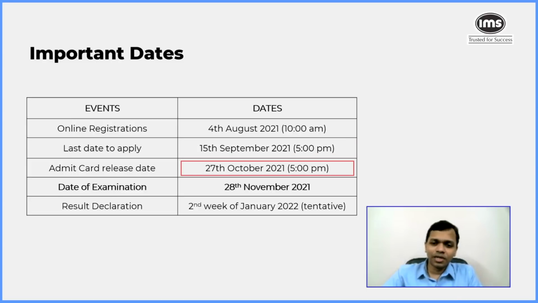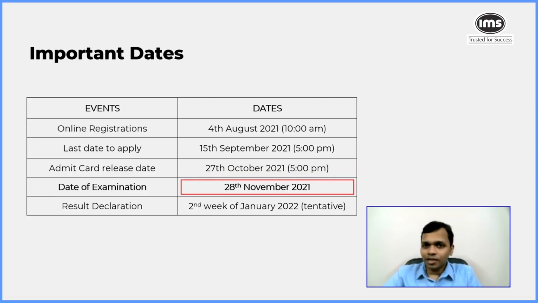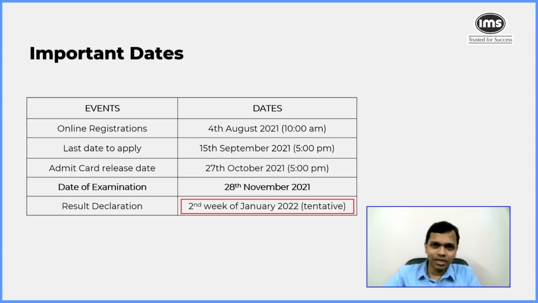The admit cards will be released on the 27th of October. And as you're aware, the date for the exam is going to be 28th of November. The result, as it has been the case over the last several years, will be declared in the second week of Jan of next year. That is going to be Jan 22 when the result will be tentatively released.